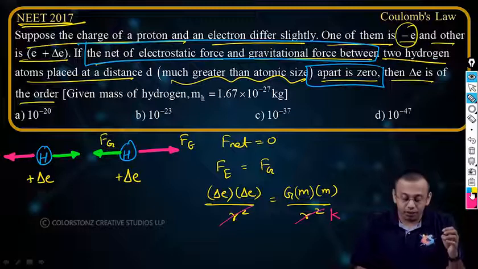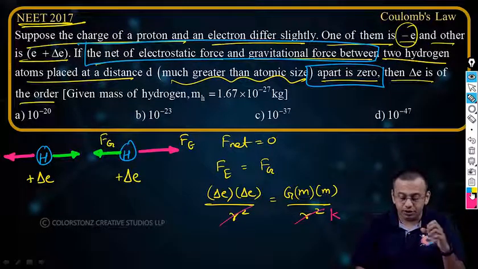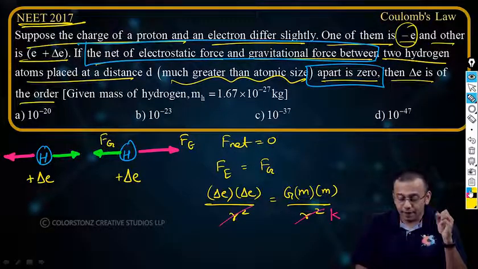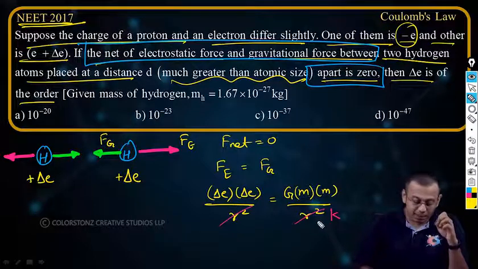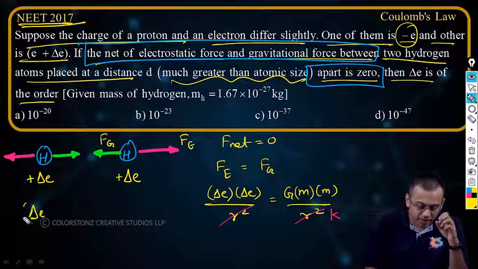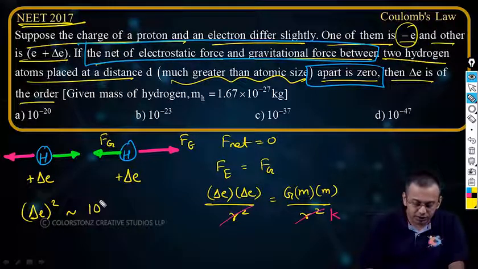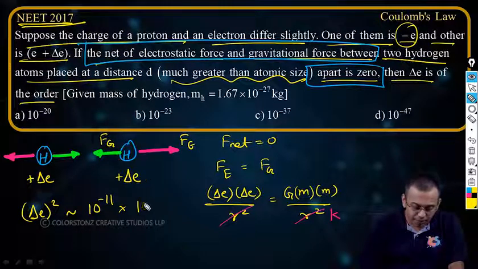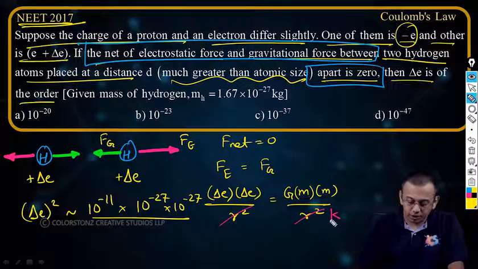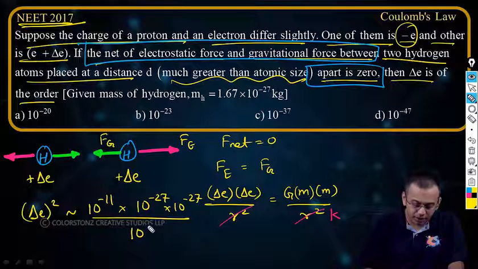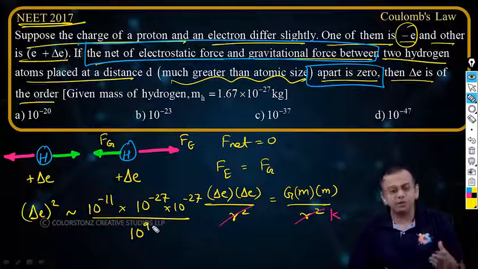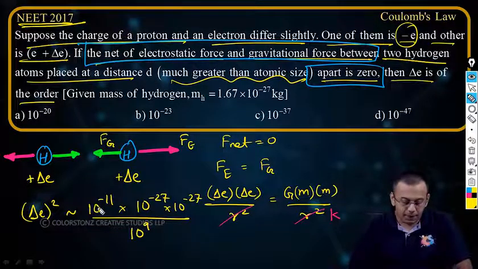And now we have to find the order of delta E. So I'm going to put the values, but only the order part so that the calculation is easy. So delta E whole square has an order of G, which is 10 power minus 11, M, which is 10 power minus 27. So we have two such M's, upon K, which has the order of 10 power 9. So this is what we have to simplify.